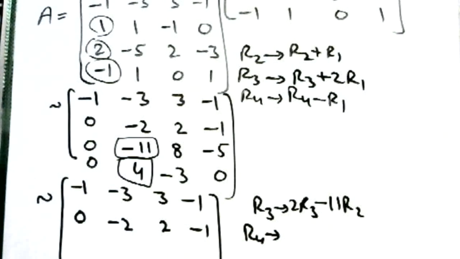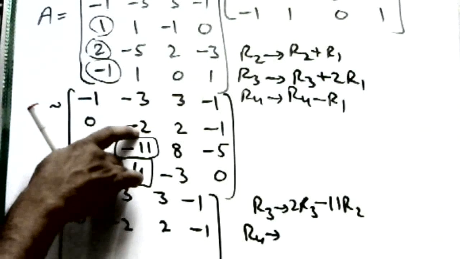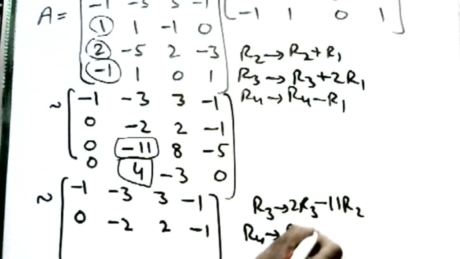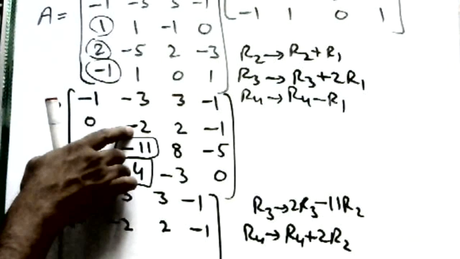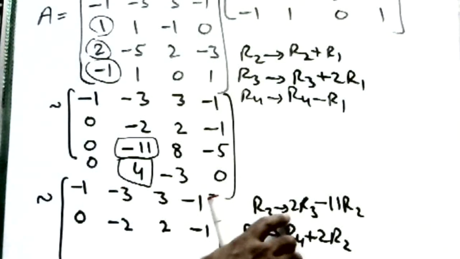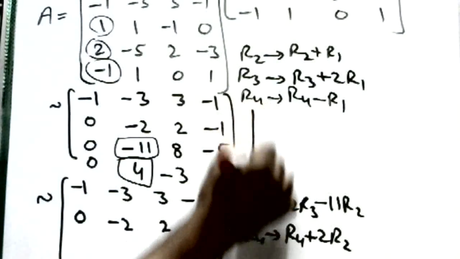And lastly, R4. R4 implies, let's see here, this is 4, this is 2. So multiply this with 2. 2 2s are 4. 4 minus 4, 0. R4 implies R4 plus 2R2. Plus into minus minus, 2 2s are 4. 4 minus 4, 0.